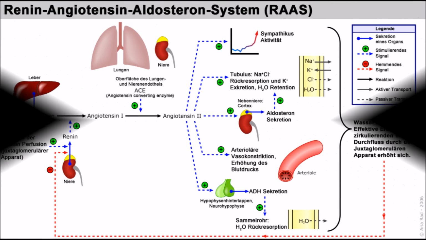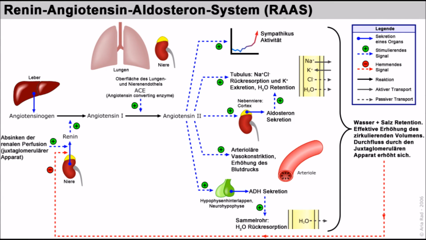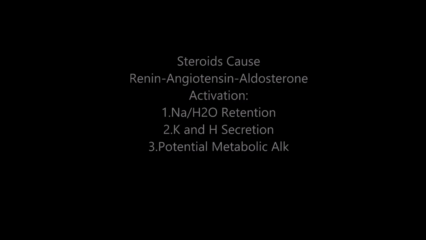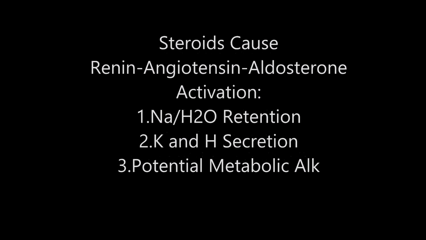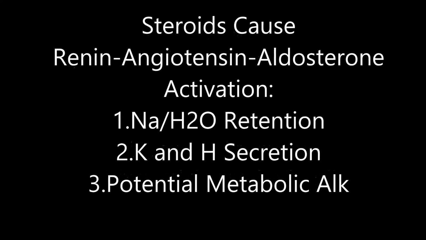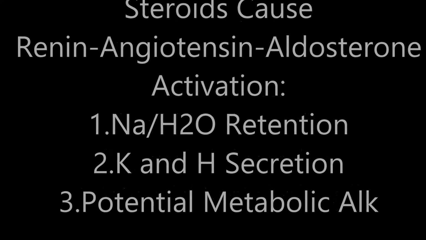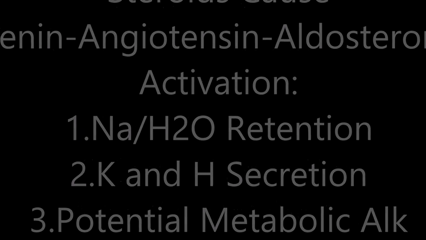Another one, steroids. They have a similar structure to the mineralocorticoid aldosterone. Thus, when used over extended periods of time, it makes hyperaldosteronism, and you have a constant activation of your RAS, your renin-angiotensin system. What it causes is sodium and water retention, potassium and H+ secretion, so you're losing your acid and thus causing metabolic alkalosis.